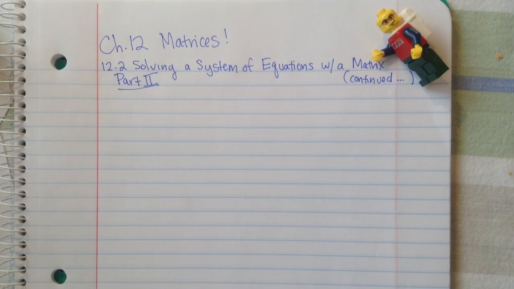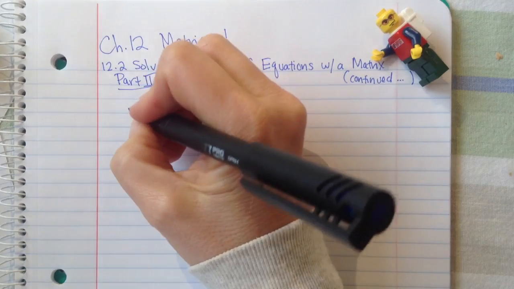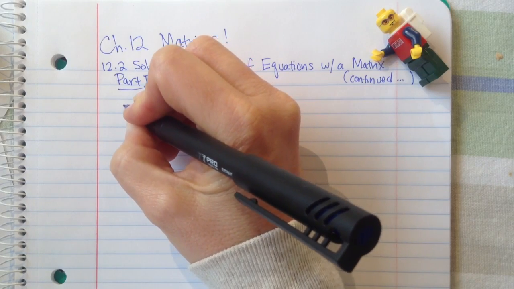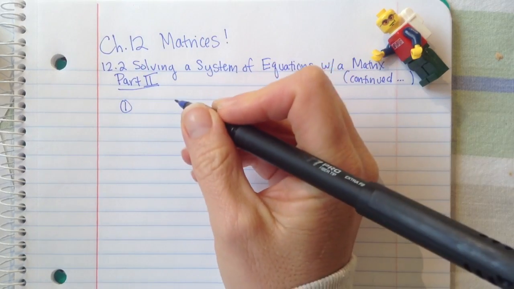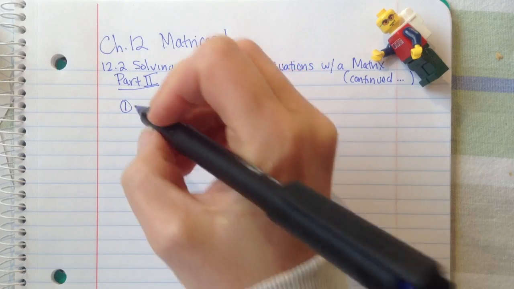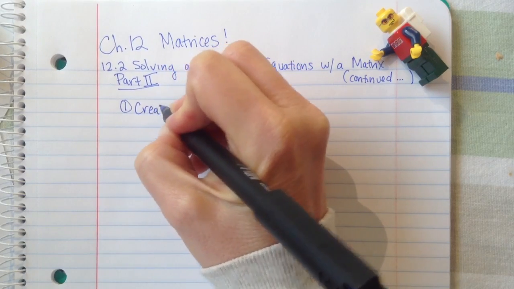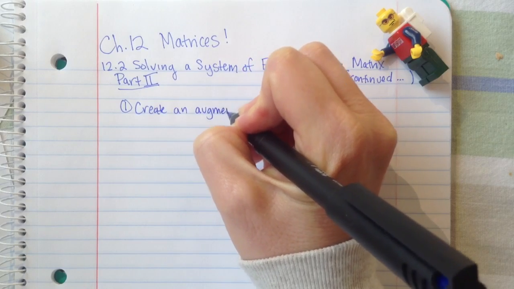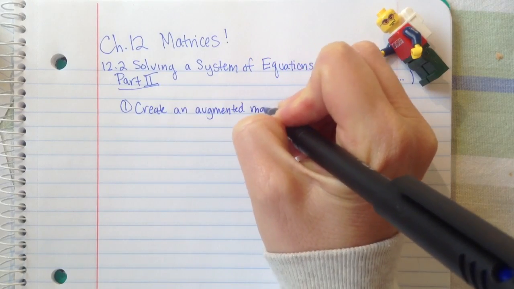All right, we're on to part 2 of solving a system of equations with a matrix. So in part 1, we learned about how to make an augmented matrix for a system of equations. That's actually just the first step of solving the system with a matrix. So our first step is to create an augmented matrix for the system.